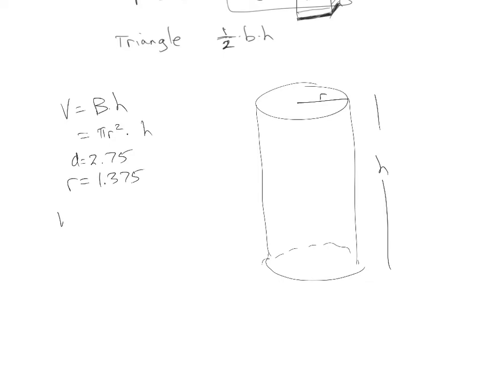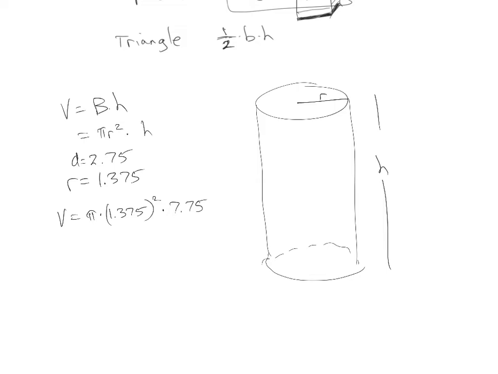1.375. So the volume of this would be pi times the radius, 1.375, squared. That gives you your area of your circle, times the height, and I need to measure the height of this. And the height of my can is 7 3/4 inches, so 7.75 inches.